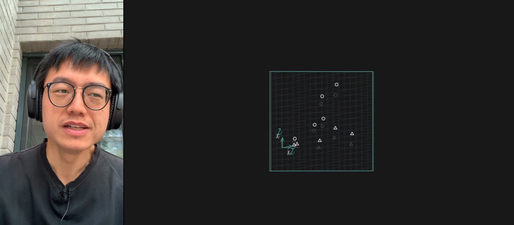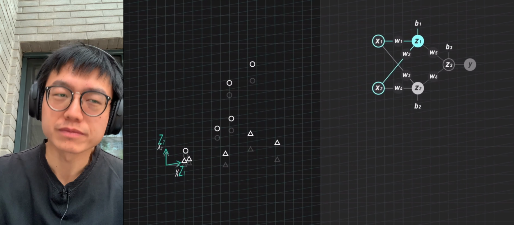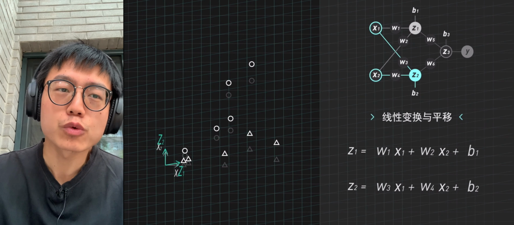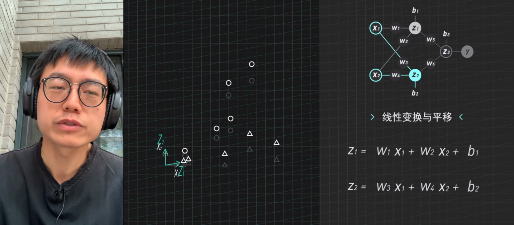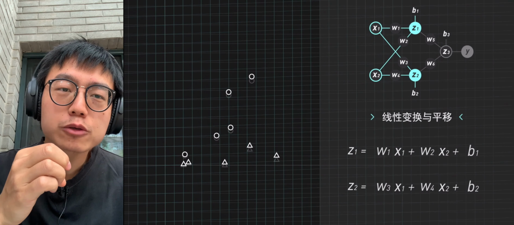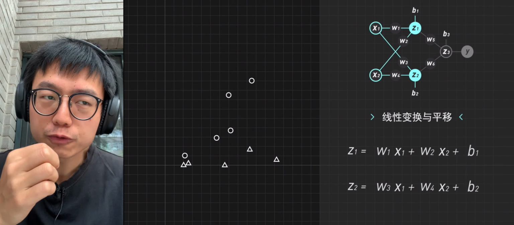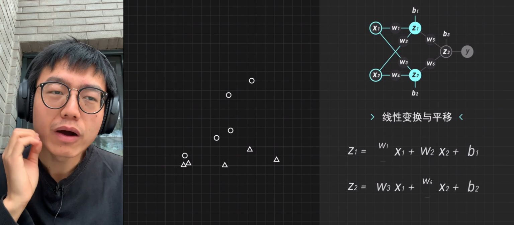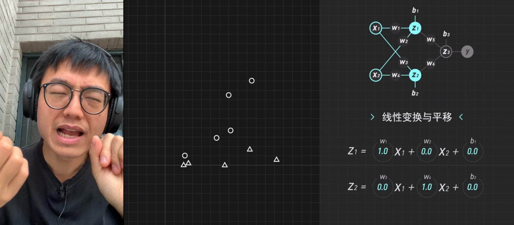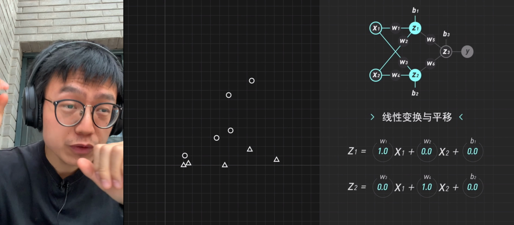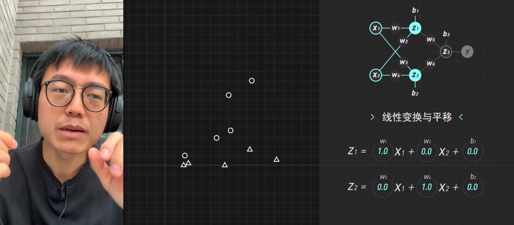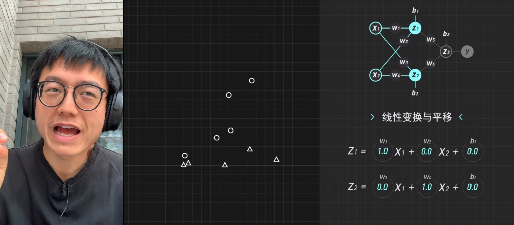In this new structure, C1 equals x1 times W1 plus x2 times W2 plus B1. C2 equals x1 times W3 plus x2 times W4 plus B2. We can temporarily let C1 equal x1, C2 equal x2. At this point, W1 and W4 are equal to 1, and the other parameters are 0. Everything looks fine now, but if we start to adjust the weights W1, W2, W3, and W4, something miraculous will happen.